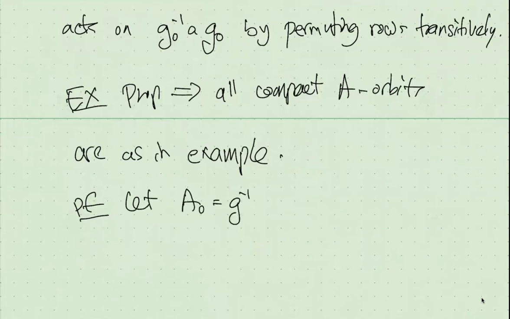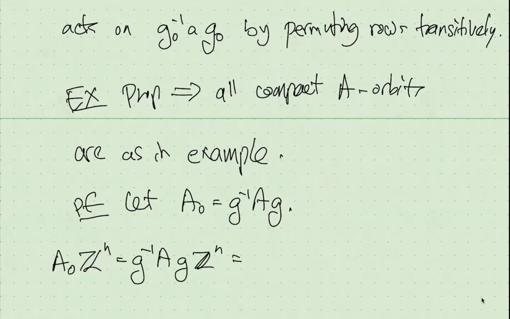So I'm going to conjugate A by G. So what is that? Why do I do these conjugations? Well, remember that, so I'll write everything down. So A0 Zn, this is the same as G inverse A G Zn, which is the same as G inverse applied to AL, which is compact. Right? We assumed that this is compact. It's a compact set. We're taking a compact set and applying an element to it, a homeomorphism to it. We get a new compact thing.